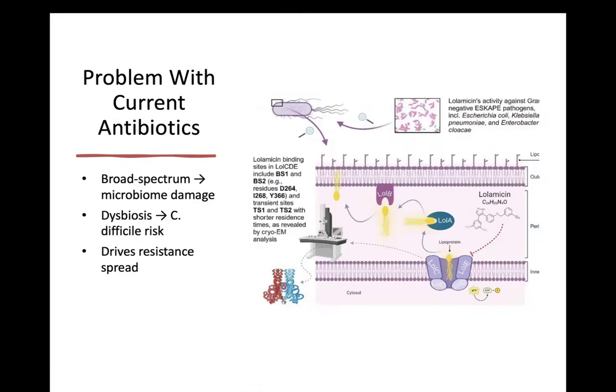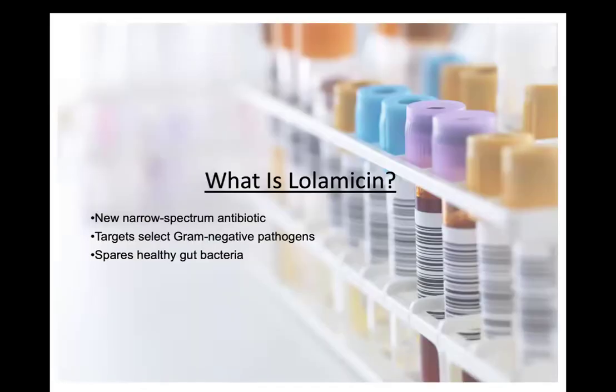we have. The problem with current antibiotics is that most antibiotics used today are broad spectrum, meaning that they kill both harmful bacteria and healthy bacteria in our gut. This leads to something called dysbiosis, which is basically an imbalance in the microbiome. When that happens, patients become more vulnerable to infections like C. difficile, which can cause severe diarrhea. And because broad spectrum antibiotics hit many types of bacteria at once, they also contribute to the spread of antibiotic resistance. This is really where an antibiotic like lolamycin comes in, and it was developed to solve exactly these kinds of problems. So what is lolamycin?